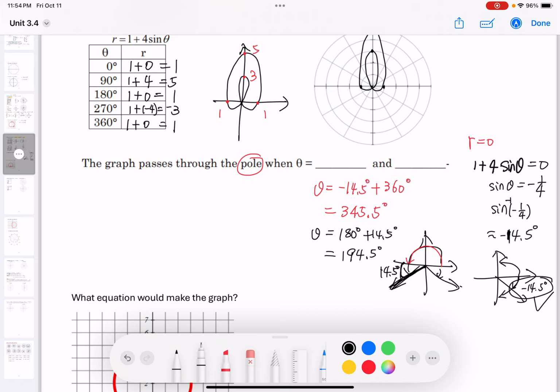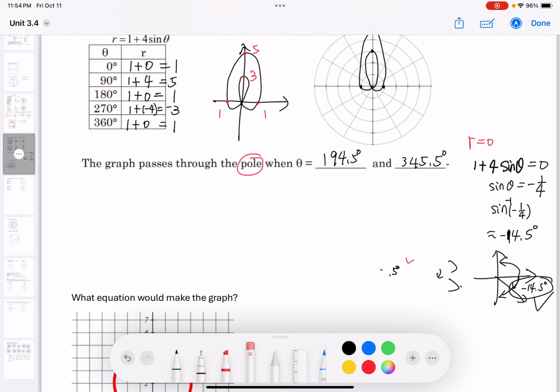So I found both angles which make the graph pass through the pole. So theta's values are 194.5 degrees and 345.5 degrees. Okay, so I hope this helps you review something about the inner loop limaçon. We can do some conclusion here.